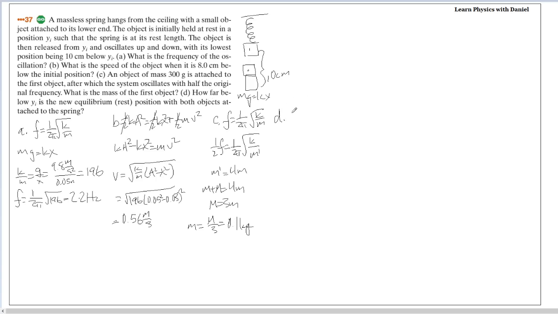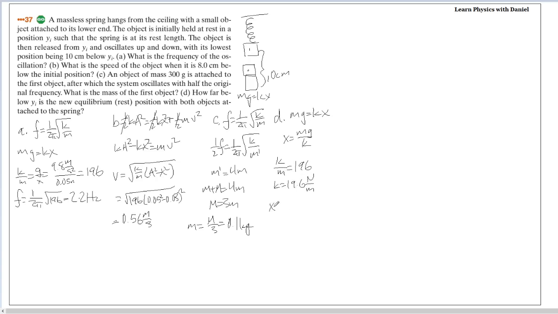Now for part D, how far below yi is the new equilibrium position with both objects attached to the spring? Once again, we use mg equals kx, where x is our equilibrium position. So we have x equals mg over k. Now we can actually find the value of k, because we see k over m is 196, and we see that m is 0.1 kilograms, to get that k equals 19.6 newtons per meter.